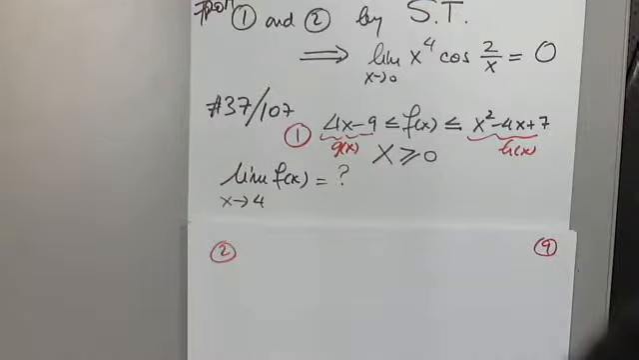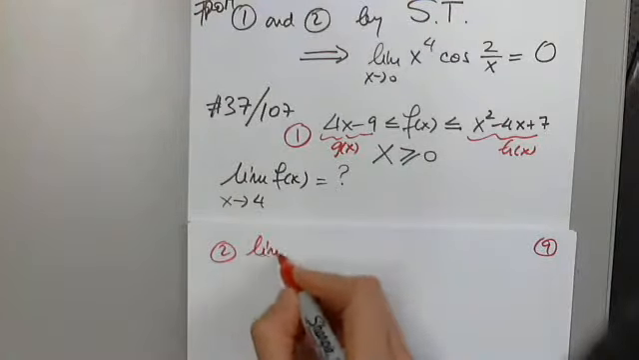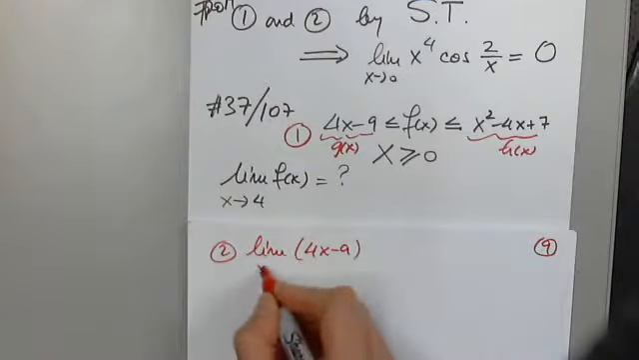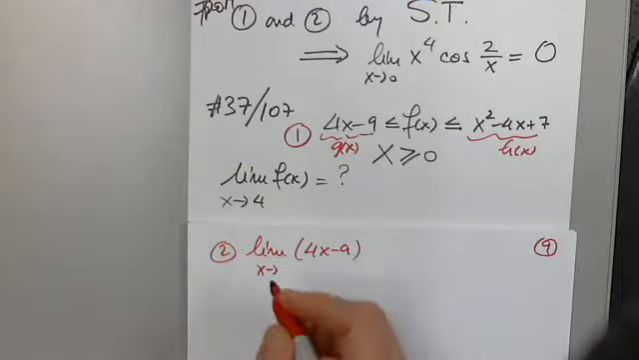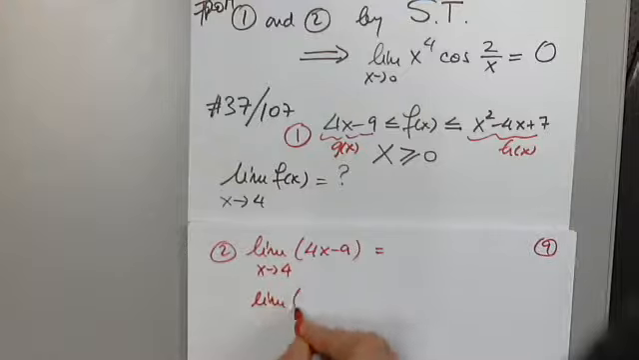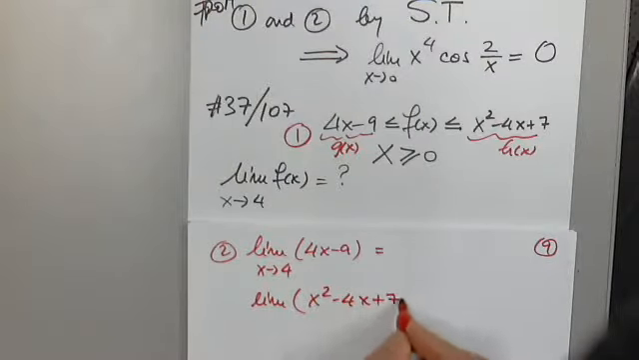Calculate. Yes. So limit of 4x minus 9 as x approaches 4. Very good, of course. And limit of x squared minus 4x plus 7 as x approaches 4. What if 1 does not exist? What do I conclude? The squeeze theorem is or is not applicable? Is not. What if I get 5 for the first one and 3 for the second one? What do I conclude? Again, it's not applicable.